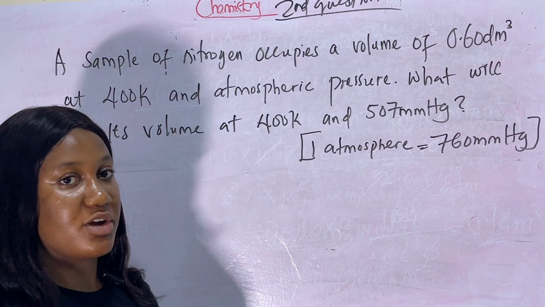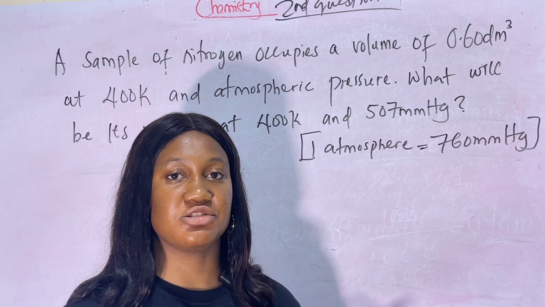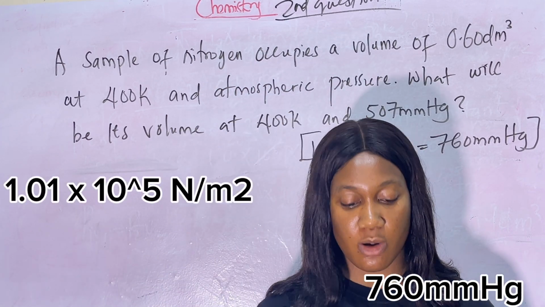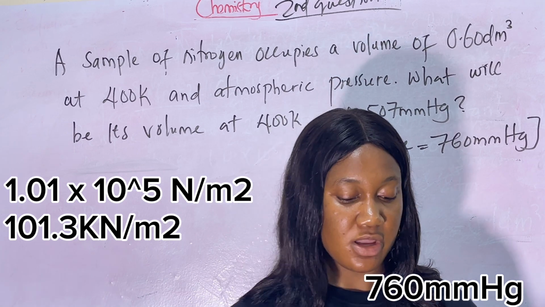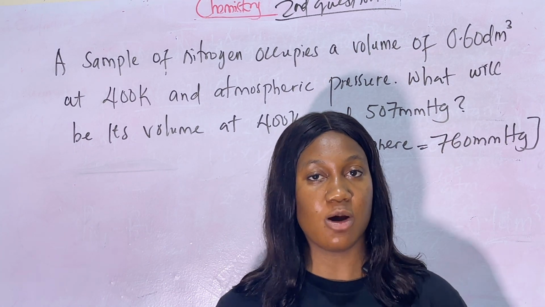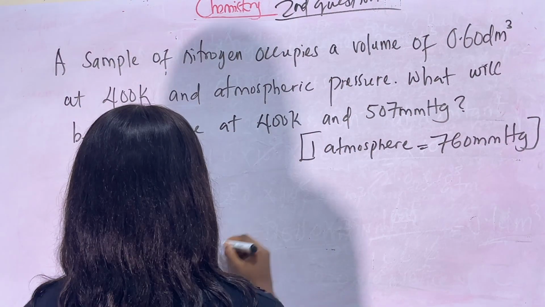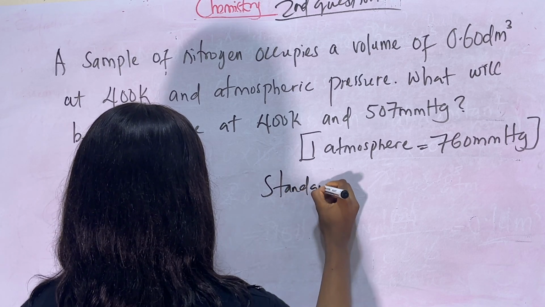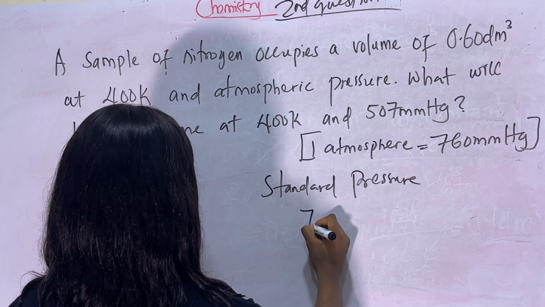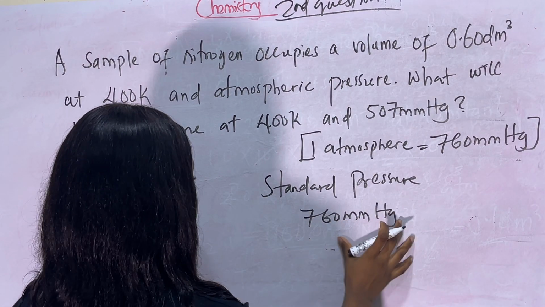What is atmospheric pressure? Now, I told you that pressure has 4 SI units. It is either represented in millimeter mercury, or in Newton per meter square, or in kilonewton per meter square, or in ATM. Now, all of these units have their values. For example, they have what we call standard pressure. Your standard pressure measured in millimeter mercury is 760.